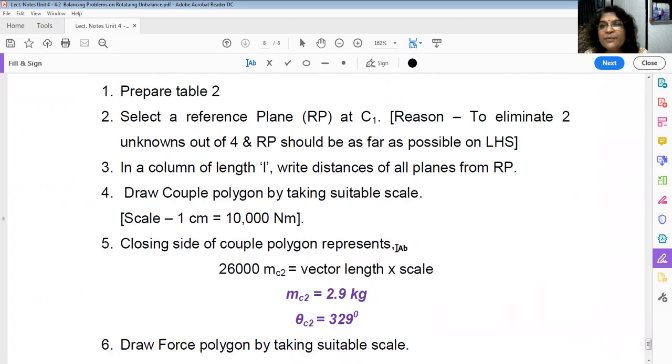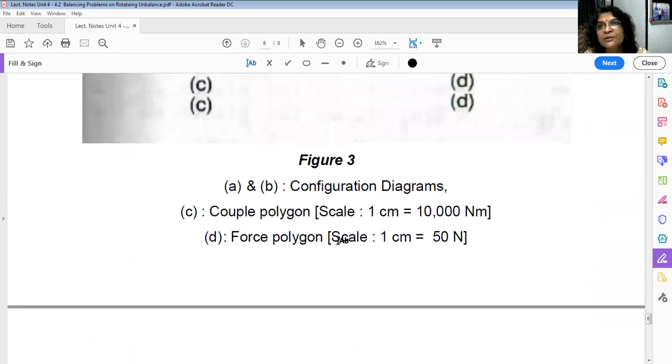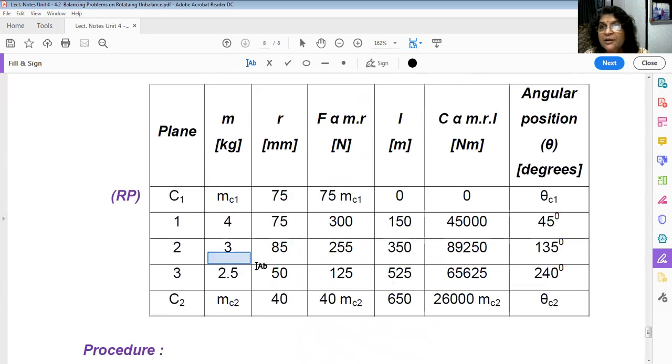Closing side of the couple polygon represents the resultant. Now we have to draw the couple polygon. Let us see how to draw it. Here this is the couple polygon. Now, from where to start? See, this is your starting point. First you have to draw this vector. This is M1, R1, L1.